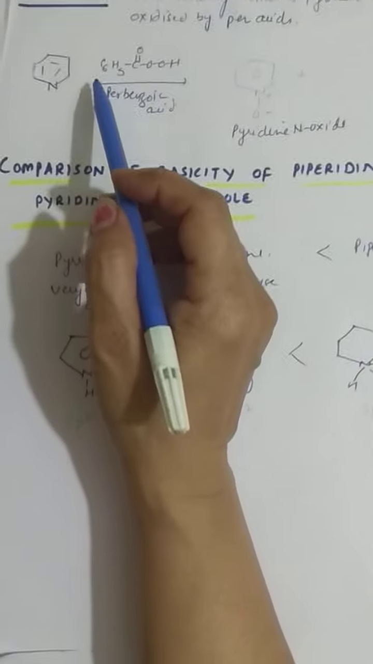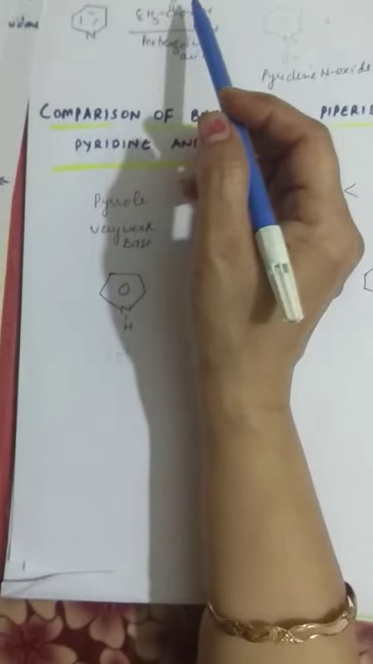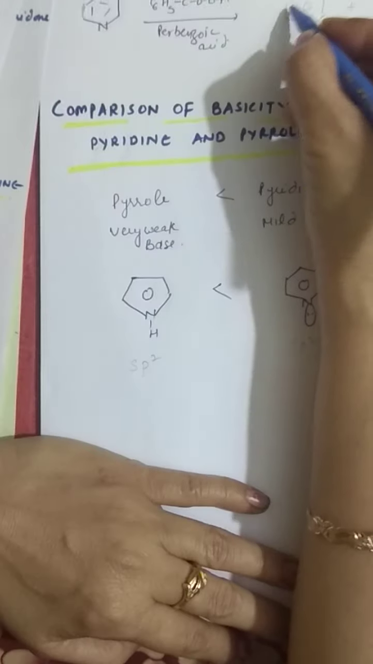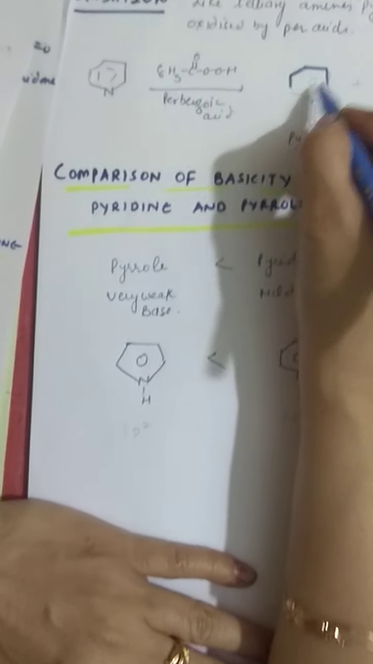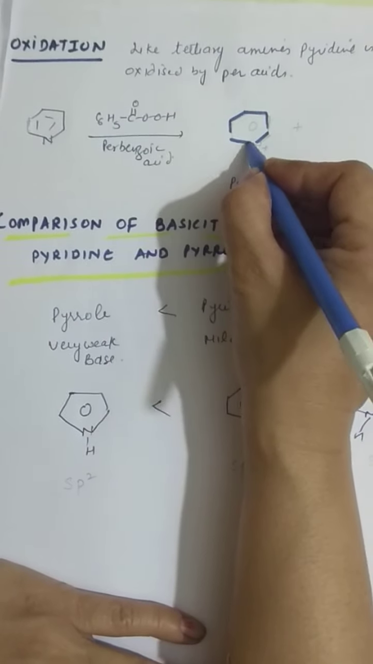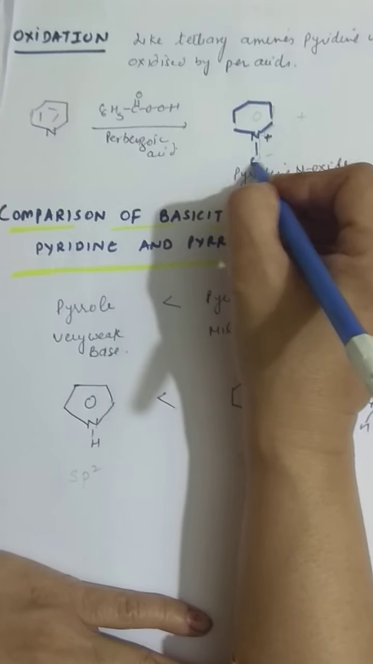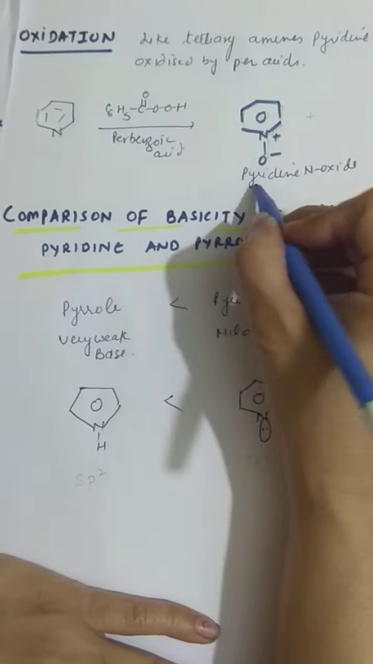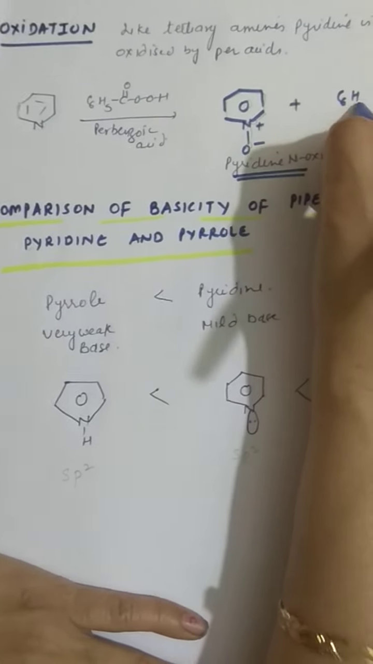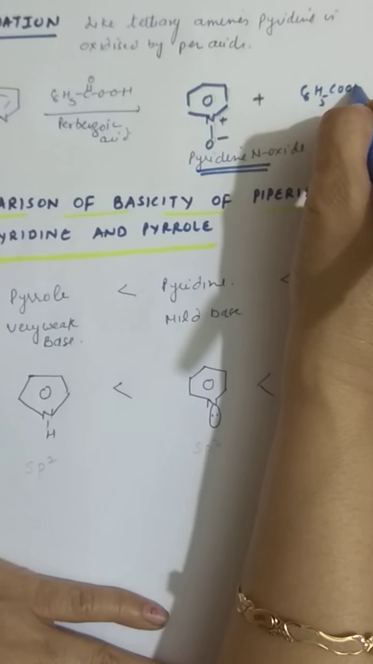So let's do the oxidation. Pyridine, like a tertiary amine, is oxidized with a peracid. In the presence of perbenzoic acid, we get pyridine N-oxide and benzoic acid.